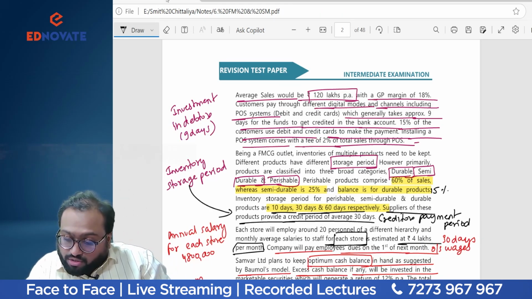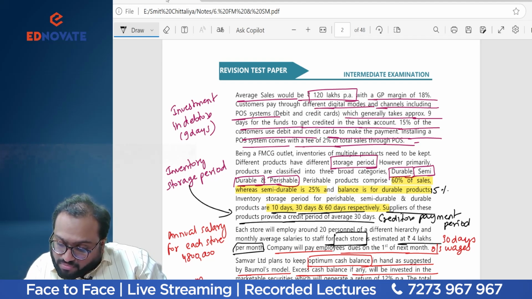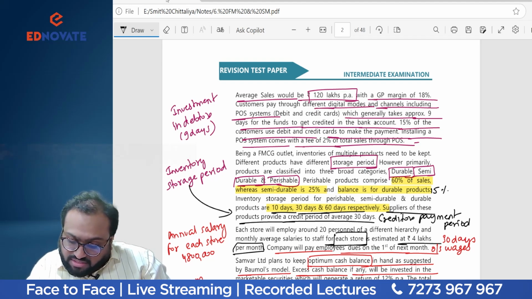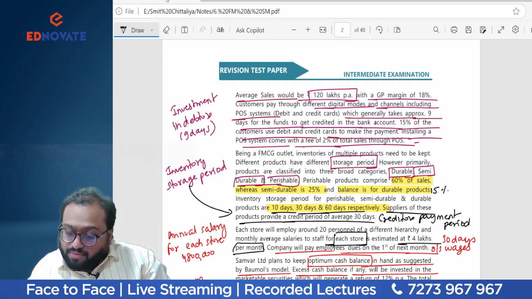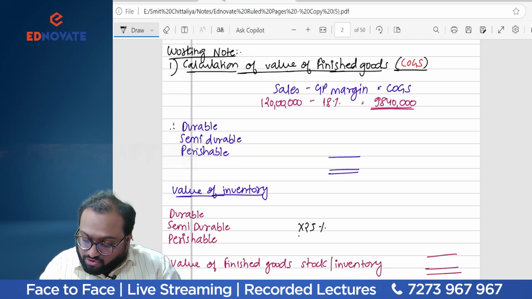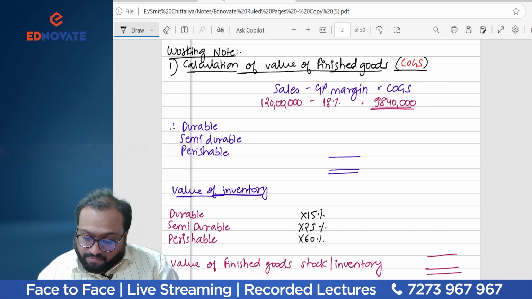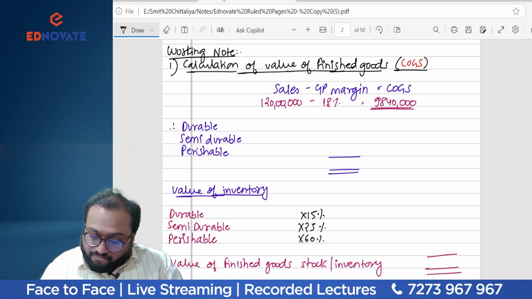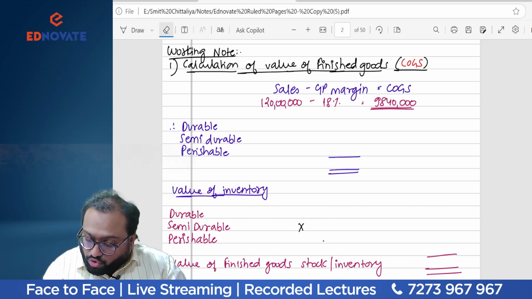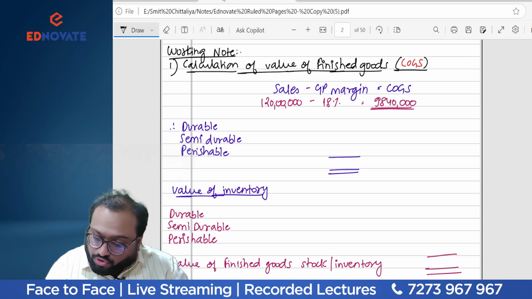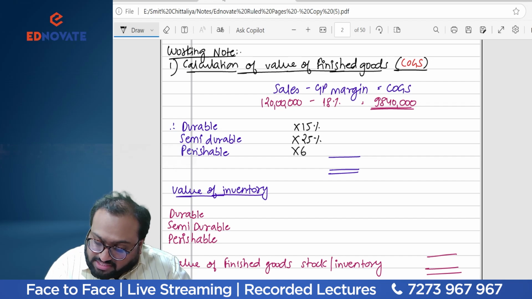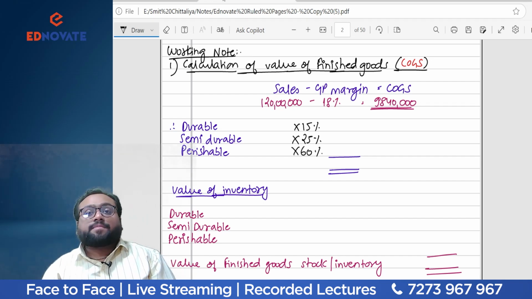Then 60% of sales are for perishable. Perishable comprises 60%, so we'll write 60% in front of perishable, and 15% is for durable. Just a second, I have written in the wrong area. Durable is 15%. Here I need to write down semi-durable, it is 25%, and 60% is for perishable.